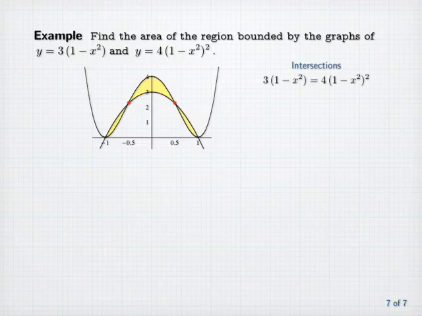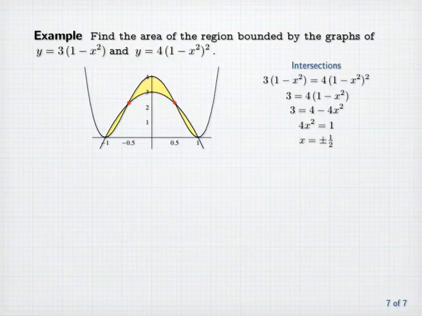and solve. Since we're looking for solutions other than plus and minus 1, we may as well divide through by 1 minus x squared here to obtain 3 equals 4 times (1 minus x squared). Now we multiply out the right side, do some rearranging, and we have 4 times x squared equals 1. So x ends up being plus and minus a half at each of those points of intersection. Now notice that we have symmetry here about the y-axis, which tells us that we may as well just compute half the area and then multiply by 2 later.